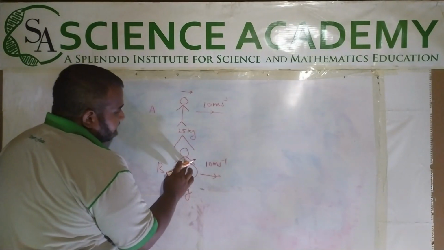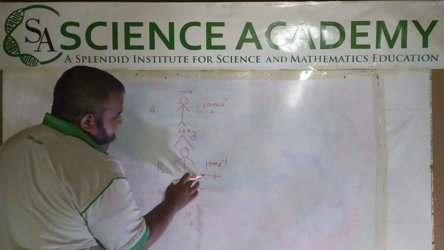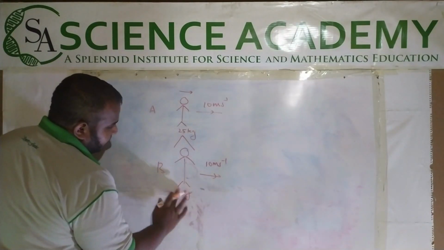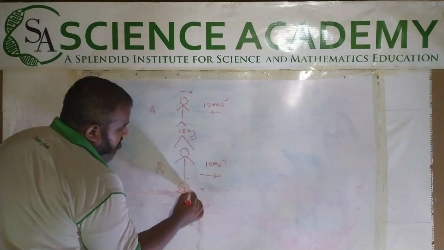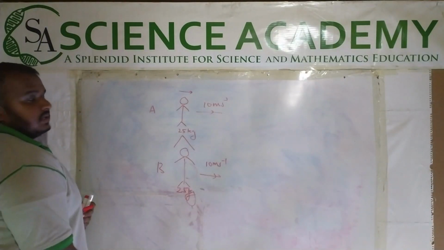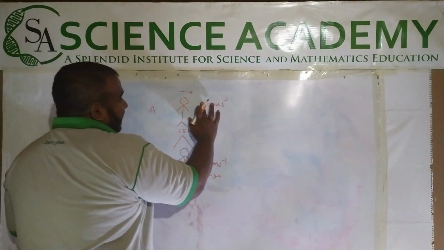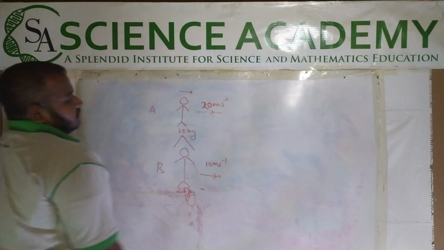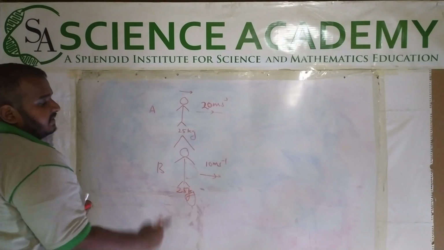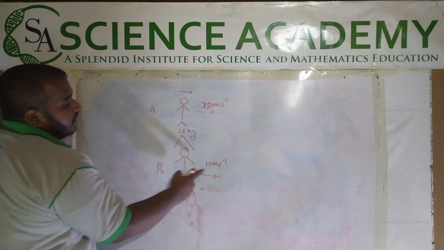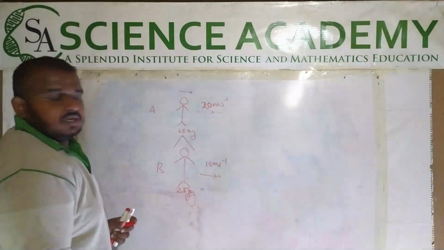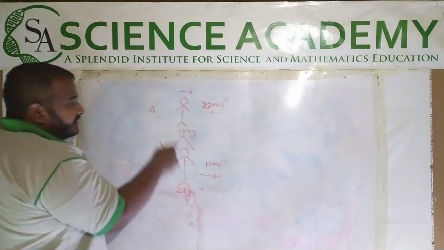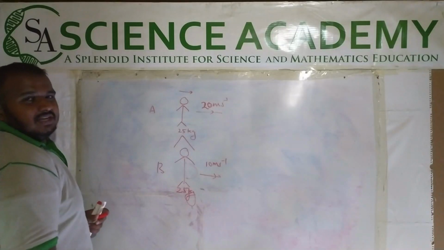Also, in the second case, there are two personalities. A and B are the same weight. Let's say 25 kilograms, same weight. But person A runs with a velocity of 20 meters second minus 1, but person B runs with a velocity of 10 meters second minus 1. So if I ask you the same question again, out of these two, which person is difficult to stop?